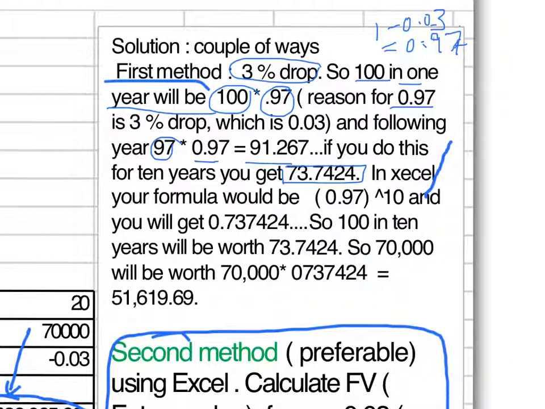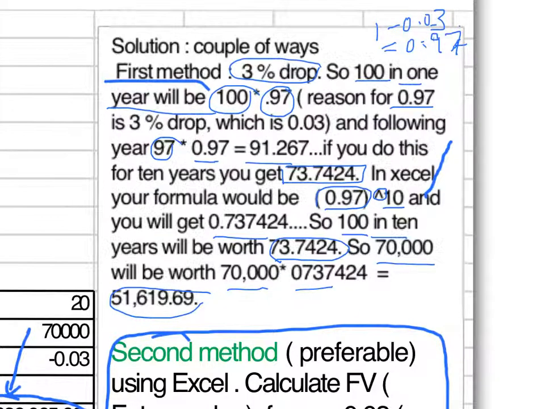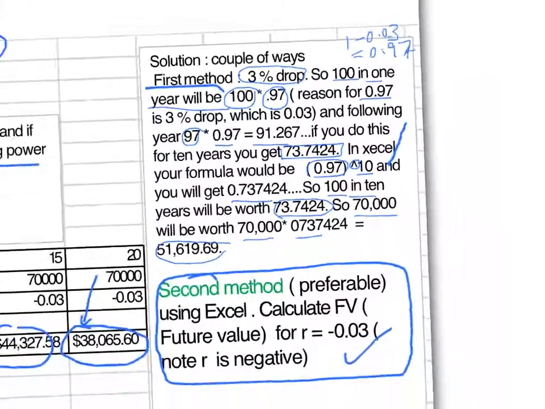Now, if I wanted to use this methodology in Excel, I will figure out the factor. If I am deflating by 3%, the number should be 0.97, which is 1 minus 0.03, and I would raise it to the power of 10. In Excel, the raise symbol is this one over here on the keyboard, and you will get this number. Basically all this means is that if I got 100, in 10 years it will be worth $73.74. So if I got 70,000, I'd type that number and that's what I get. So you can use it this way, or you would use Excel, which is obviously easier.